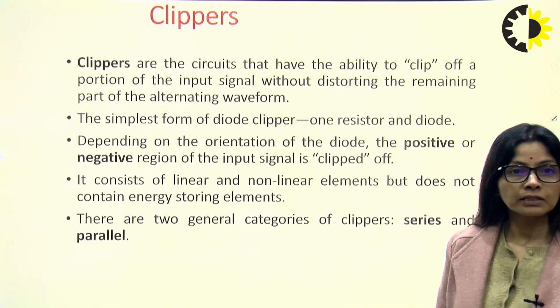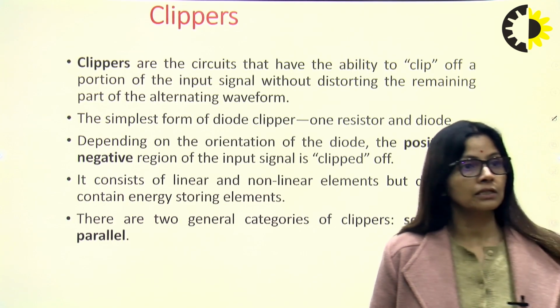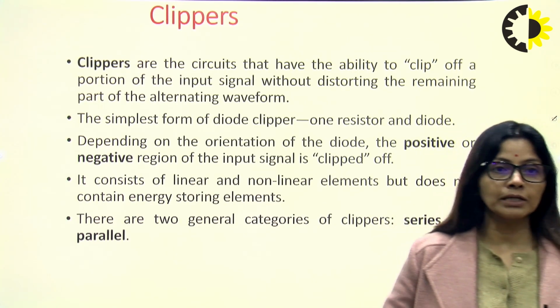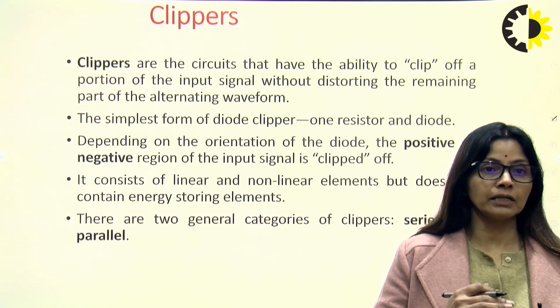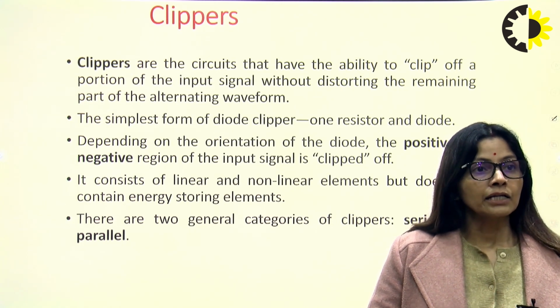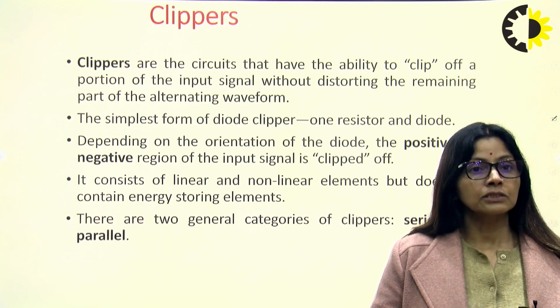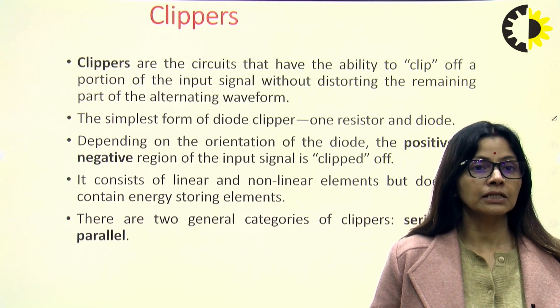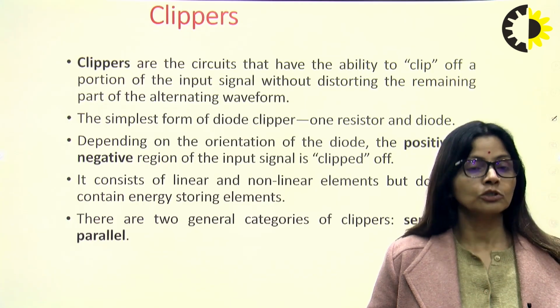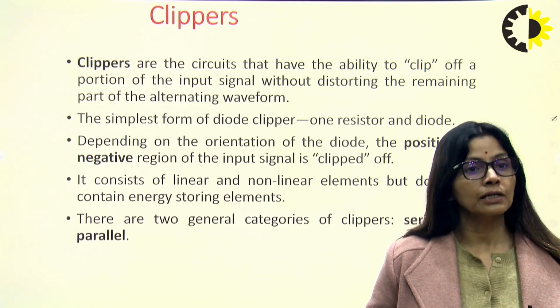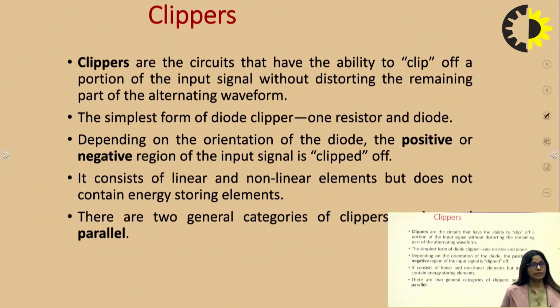So here, what are the clippers? First of all, we should discuss: clippers are circuits that have the ability to clip off some part of any input waveform, any input signal, whereas it is not going to distort the signal, but it can just clip off some portion of the input waveform, whether it is sinusoidal or whatever the form of the input waveform. It consists of one resistor and one diode, depending on the orientation of the diode.